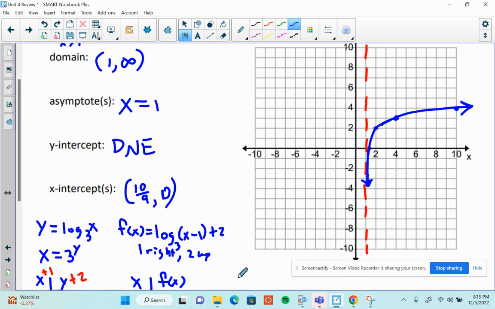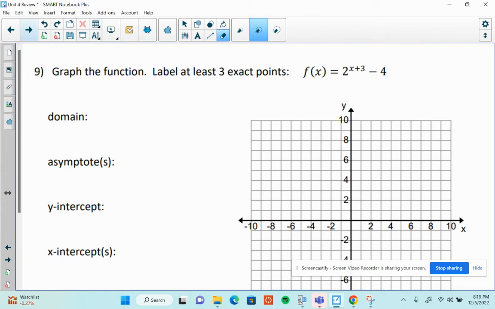So if we remember this, we can shift it 1 unit to the right and 2 units up. Okay, next one. Graph the function, label at least 3 exact points.